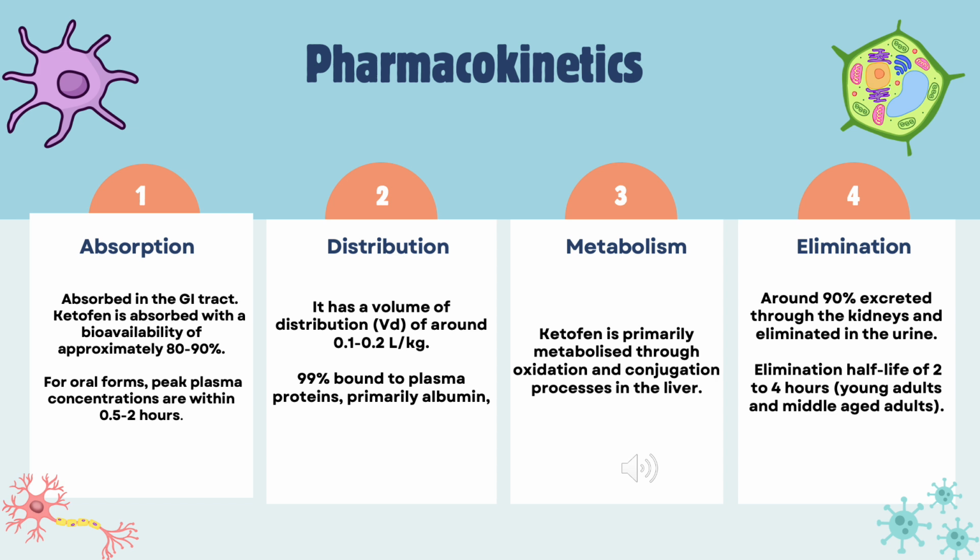These enzymes convert KETOFEN into various hydroxylated metabolites. Following oxidation, the metabolites undergo glucuronidation, facilitating their excretion from the body. Around 90% of the administered dose is excreted through the kidneys and eliminated in the urine, and the rest is in the feces. It has an elimination half-life of 2 to 4 hours in young adults and middle-aged subjects, though this can vary based on individual factors such as age and renal function.